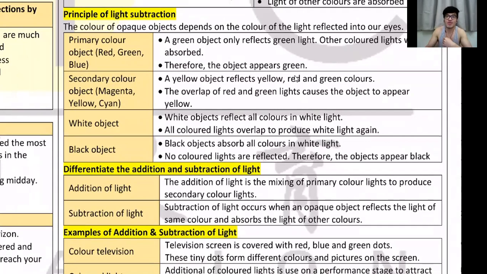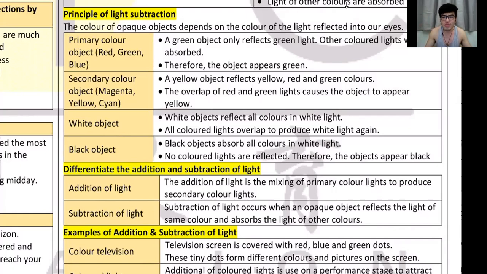So why do you see white? Okay, let's just imagine this is white. Why do you see something white? Because white will not absorb any color. They will bounce off all seven colors. You will see white because they don't absorb any color.